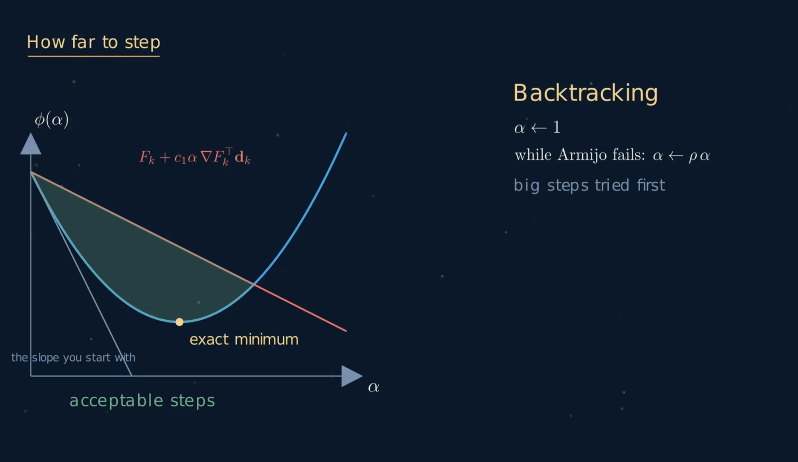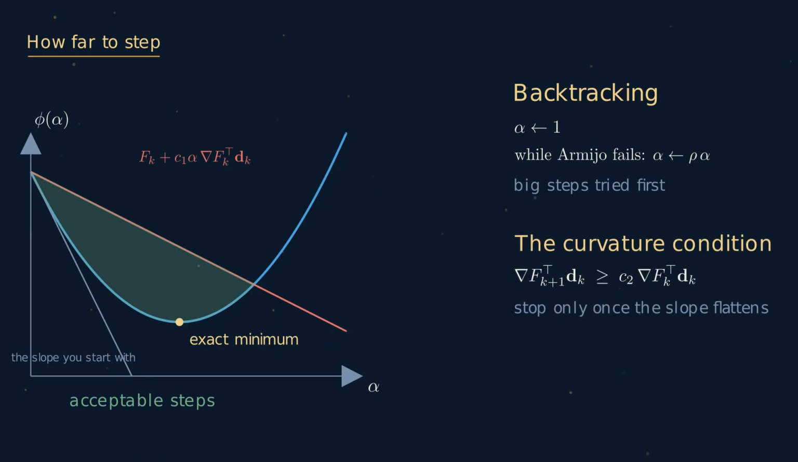Start ambitious, at 1, and halve until the test passes. Trying the big steps first means you never accept a timid one. Add one more requirement, that the slope has genuinely flattened before you stop, and the two together are the Wolfe conditions. Remember that second one. Soon it turns out to be what keeps the smartest methods here from breaking.